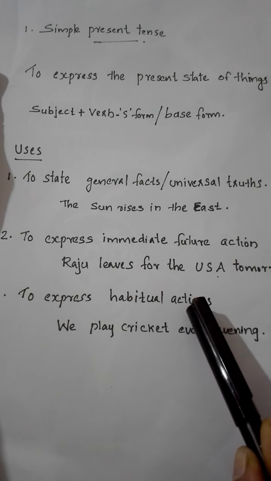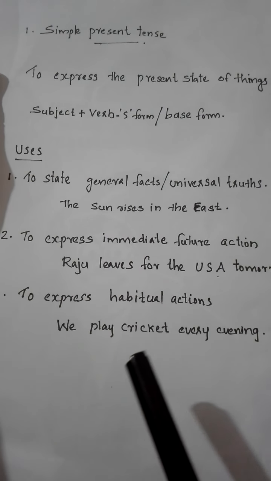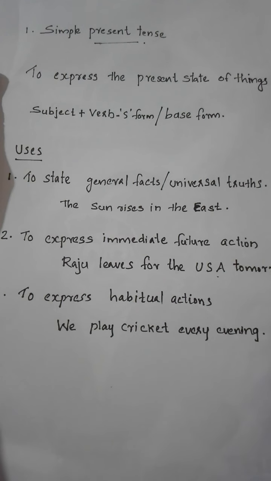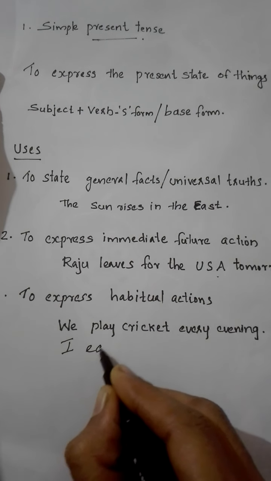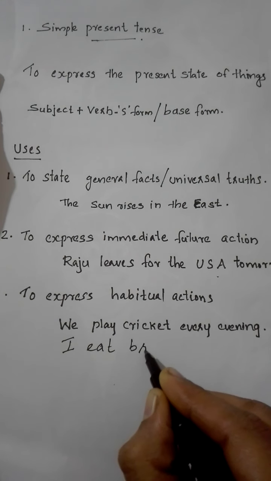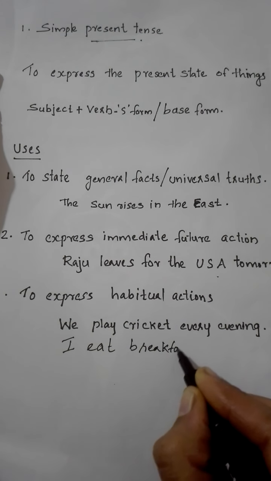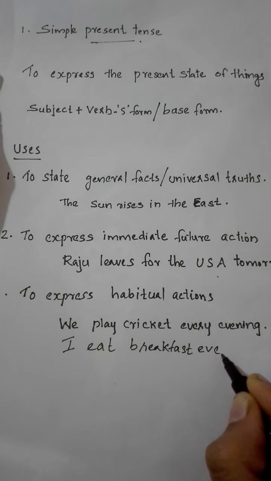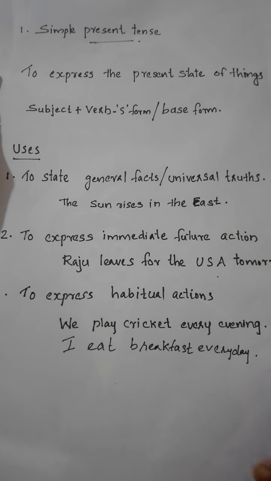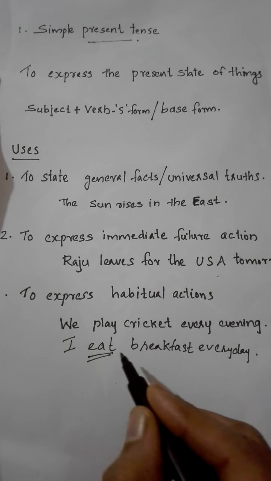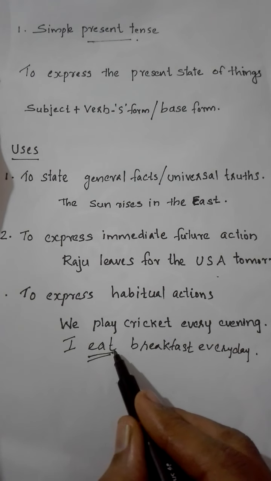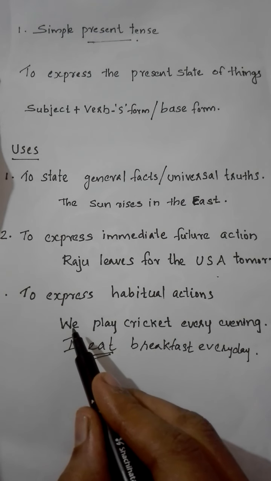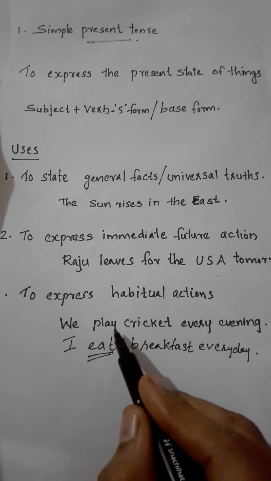Do you eat breakfast every day? Yes. So you can say what? I eat breakfast every day. That is a habitual action. Right, so this is also a habitual action. I, the subject is singular, but with I we should use what? Base form of the verb. I eat. Here you can say plural subject we with the base form of the verb.